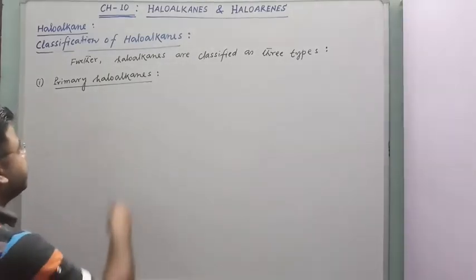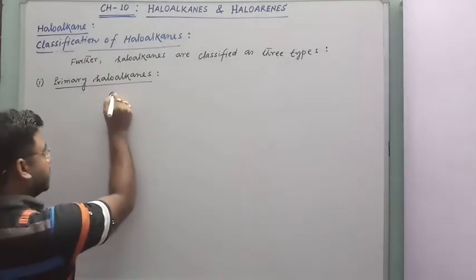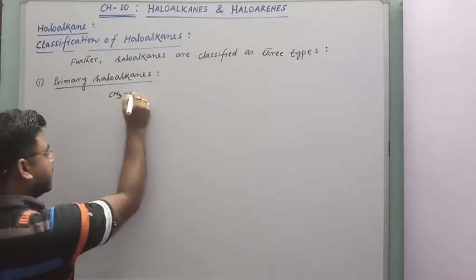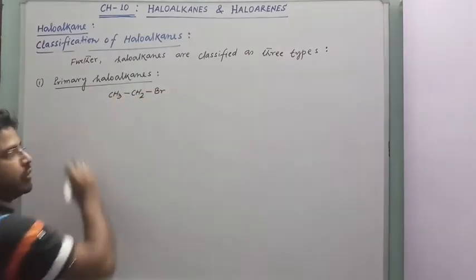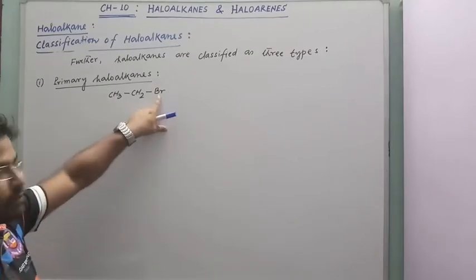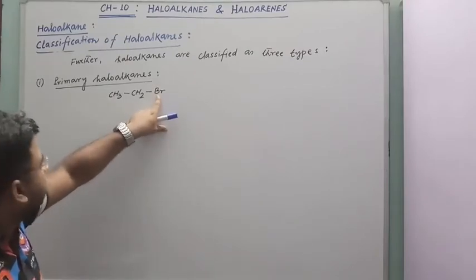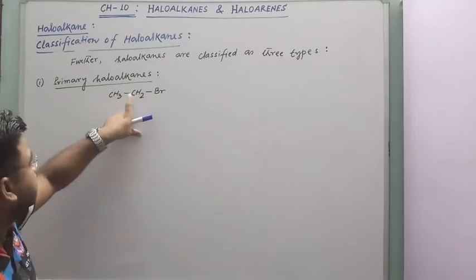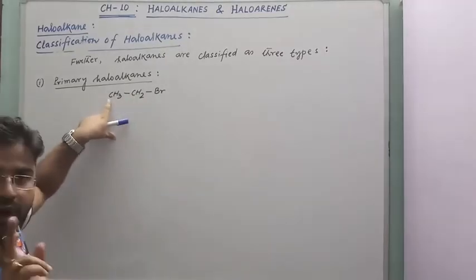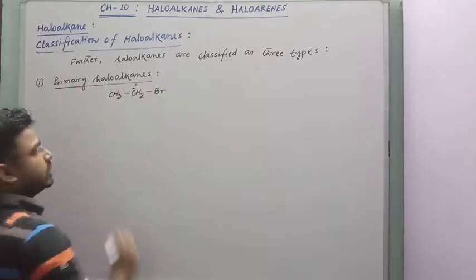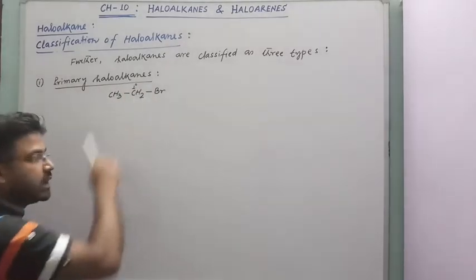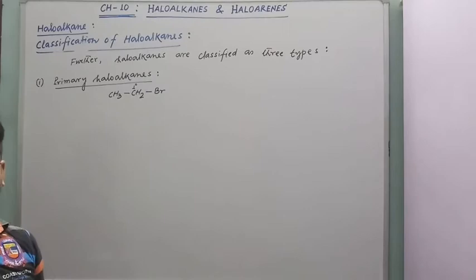For example, you see CH3CH2Br, bromoethane. So here halogen is bromine. So here bromine is attached with this carbon atom, and this carbon is directly attached with only one carbon atom. So this carbon is primary carbon atom, and this kind of haloalkanes are called primary haloalkane.